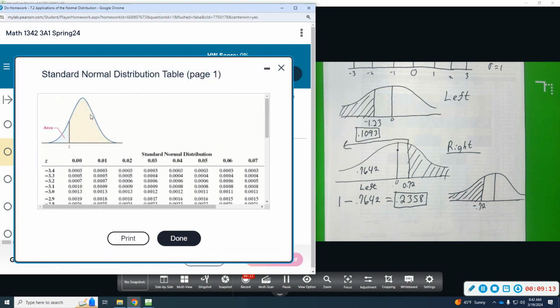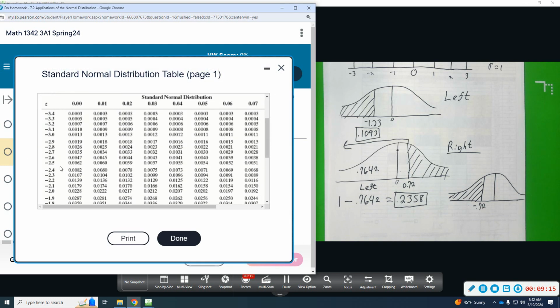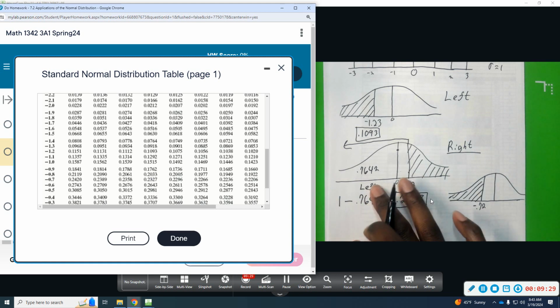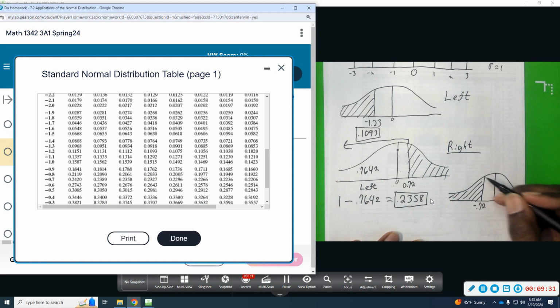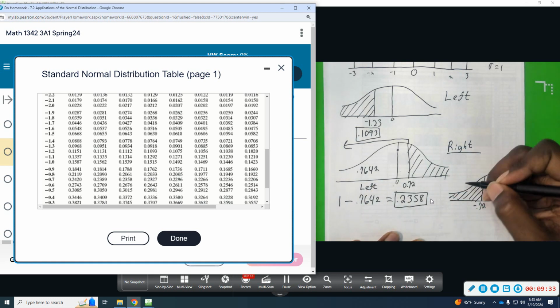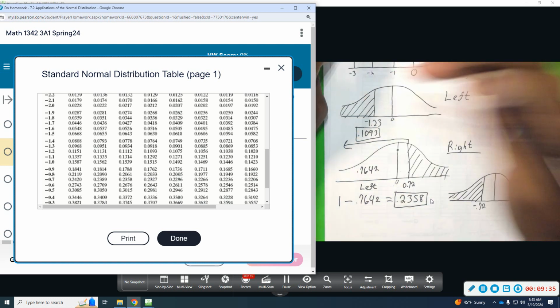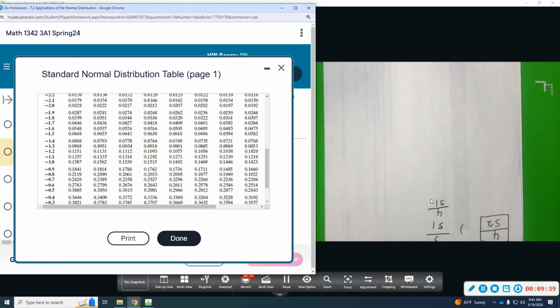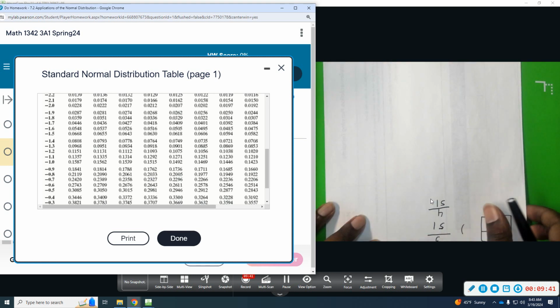So I'll go here and look up negative 0.7, this is 0, 1, 2. You see that 0.2358 matches with what we got here. So just be aware, 1 minus the area to the left will give you the right. You can also look up the opposite. You get the same thing. So this is area left, area right. Now we might want to find the area in the middle.